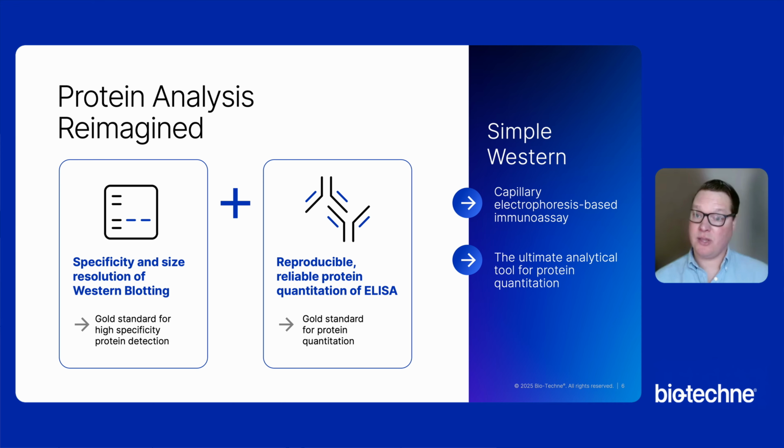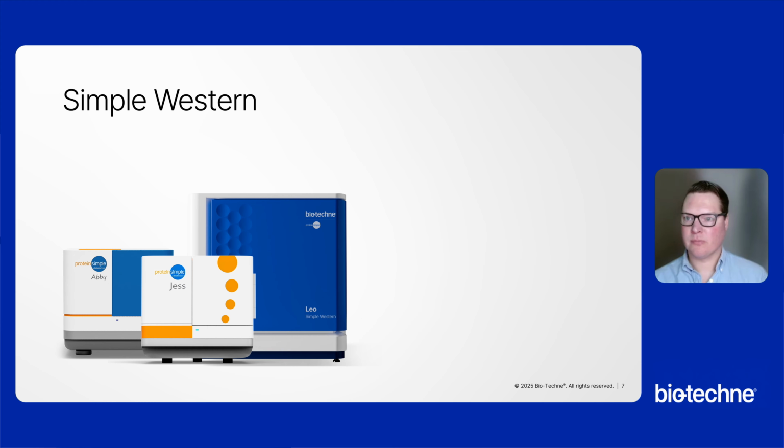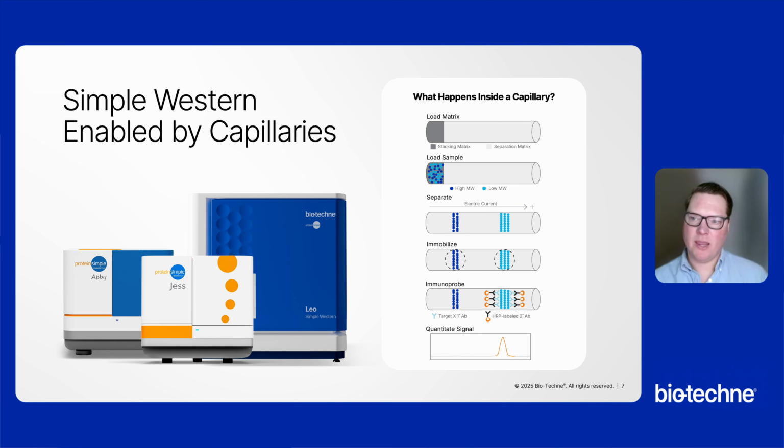Let's talk about how things work in the capillary. At its core, capillaries are what enabled this advance in capability, and the foundational innovation was being able to enable capillary electrophoresis and pair it with UV-activated sample immobilization to replace the variable transfer step of traditional Western blots and allow for in-capillary immunodetection. Simple Western technology is fundamentally enabled by capillaries.